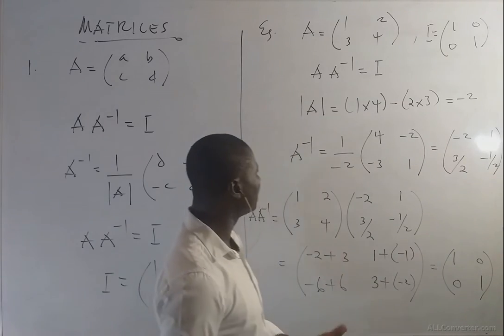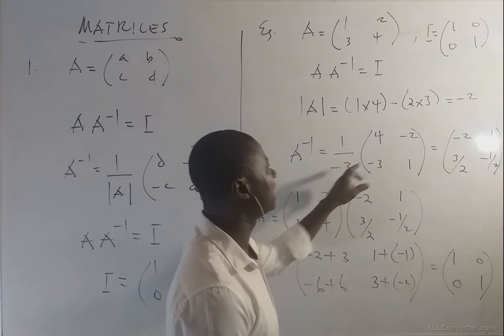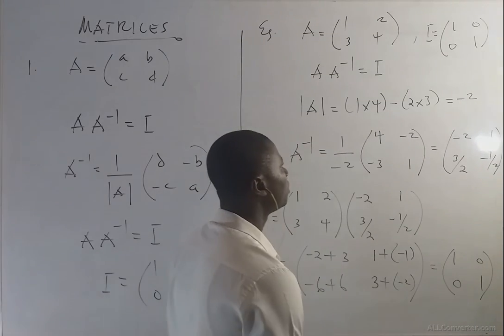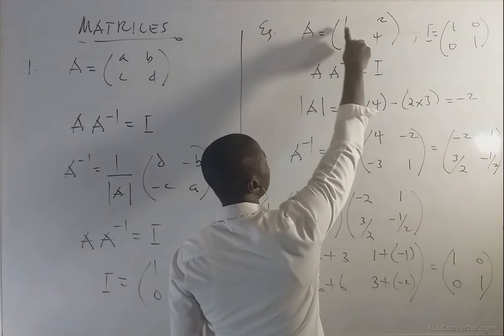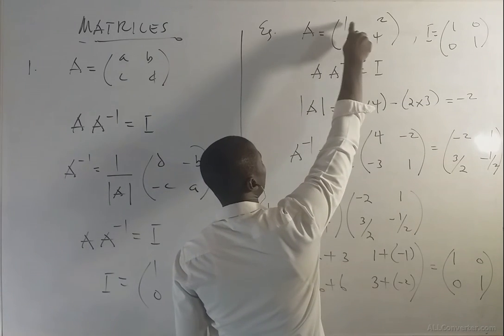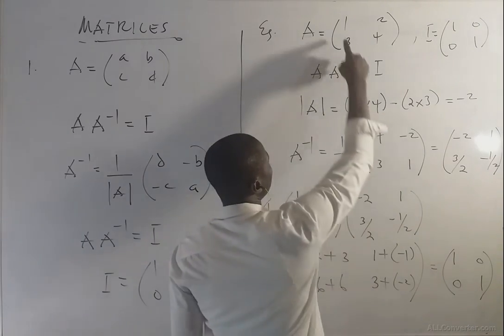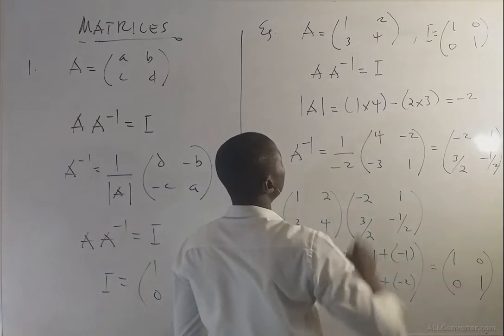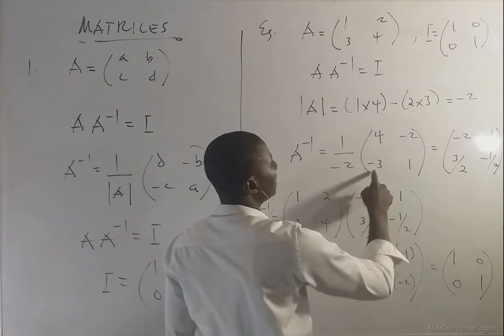So if you want to find the inverse of A, we know that the inverse of A is 1 over the determinant. And the determinant gives us minus 2. So we have 1 over minus 2. Then we interchange the position of the first and the fourth element. So 4 goes here and the 1 comes down here. So that's how come we have 4 up there. Then we have 1 coming down here. Then we negate the second and the third element. And that's how come we have minus 2, minus 3.